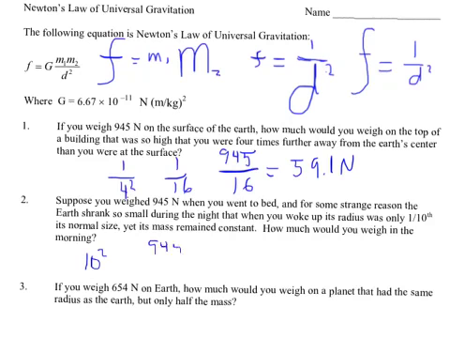So I'll take 945 newtons. Then I'll multiply it by a factor of 100, which will give me 945 and 2 zeros newtons. Okay, let's keep going here.